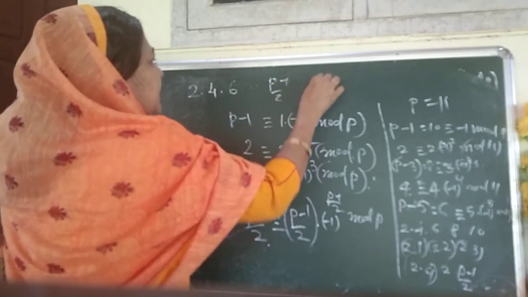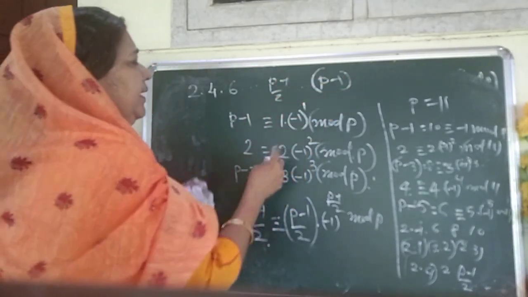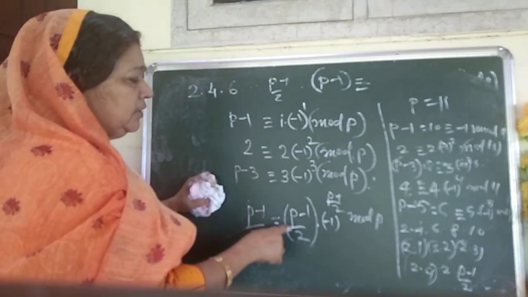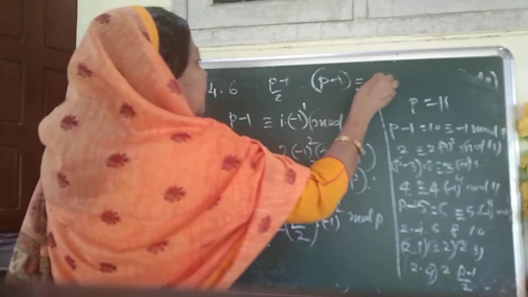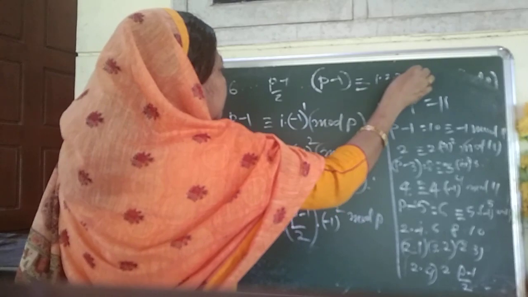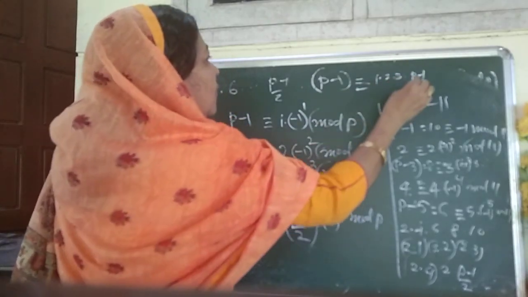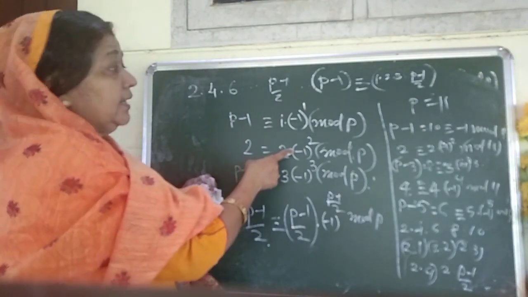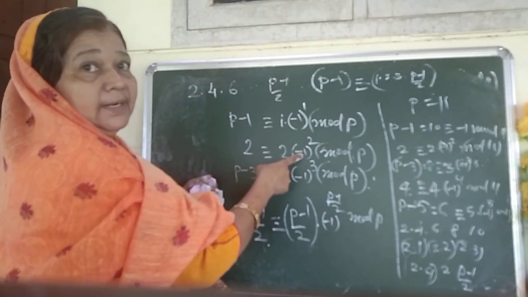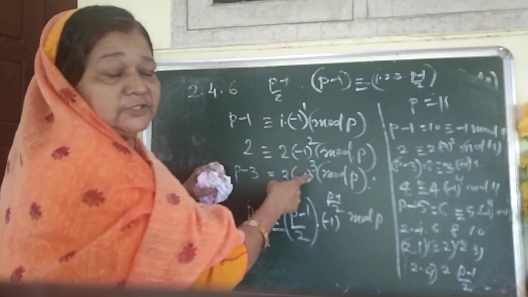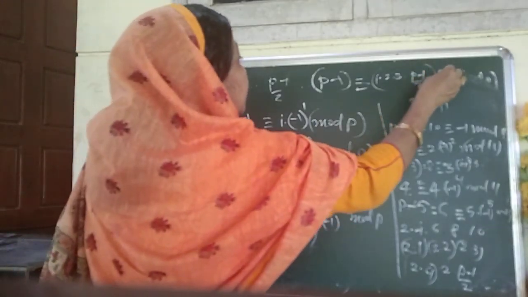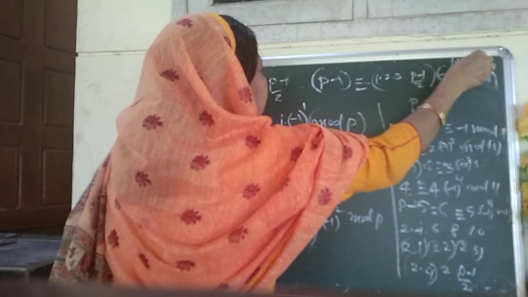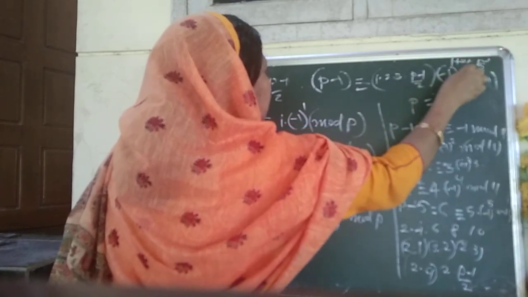Lastly, p minus 1 is congruent to 1 into 2 into 3 into etc. into p minus 1 by 2, into minus 1 raised to 1, into minus 1 raised to 2, into minus 1 raised to 3, etc., minus 1 raised to p minus 1 by 2, that is, minus 1 raised to 1 plus 2 plus etc. plus p minus 1 by 2, modulo p.